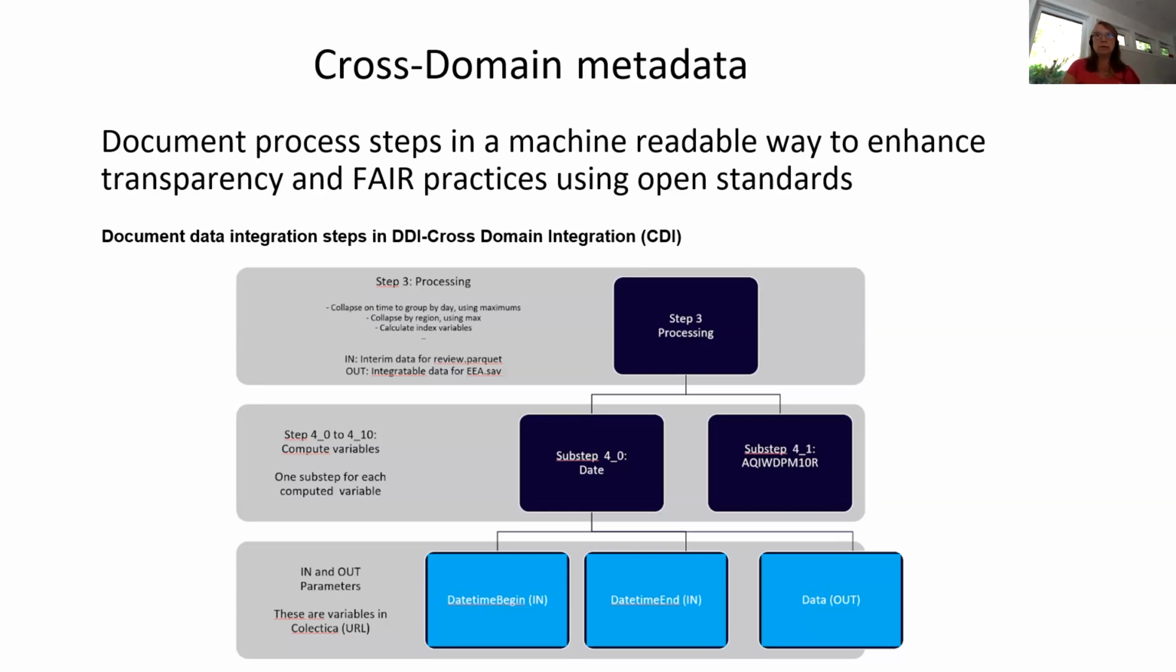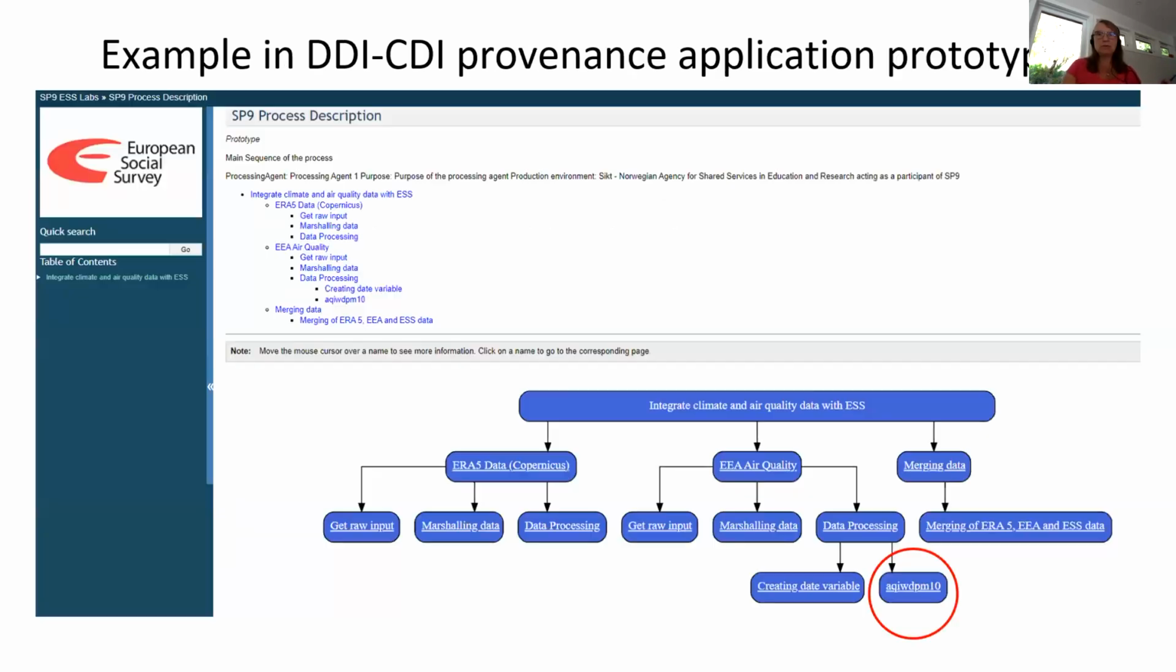And we will do this using a machine-readable tool that we are developing, where all the steps, on a very detailed level, what happens, will be documented. So we have a higher level step, and then we have sub-steps of that, and then we have in and out parameters from those steps. We have this down to the variable level. And here you can see an example of the tool we are developing.